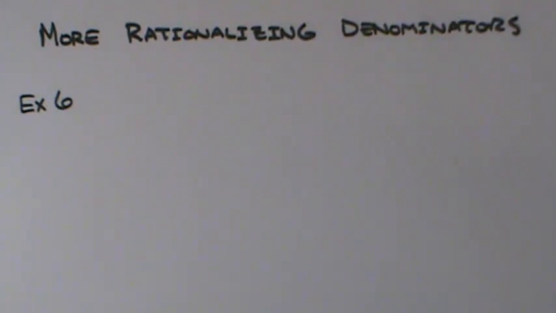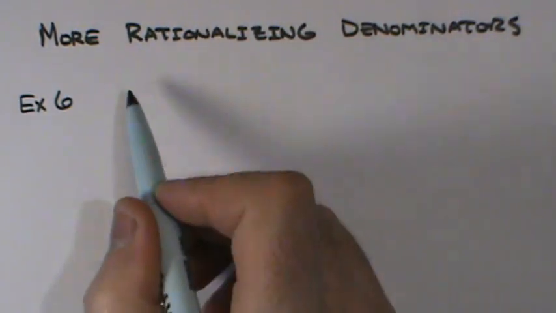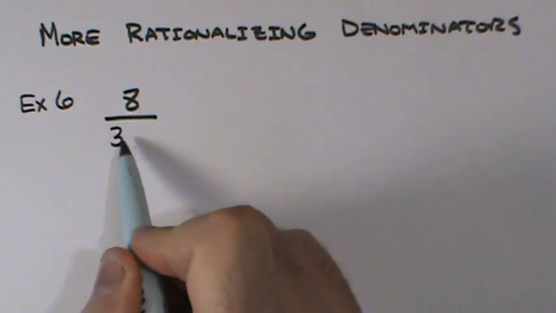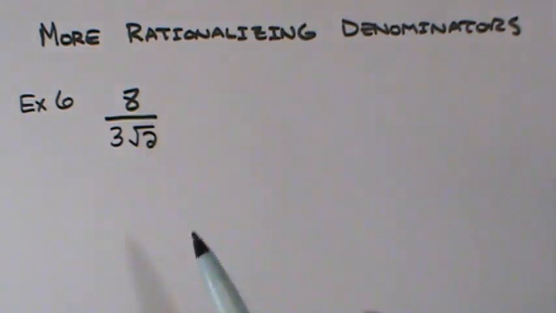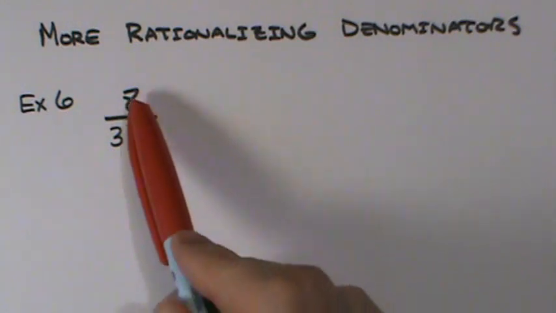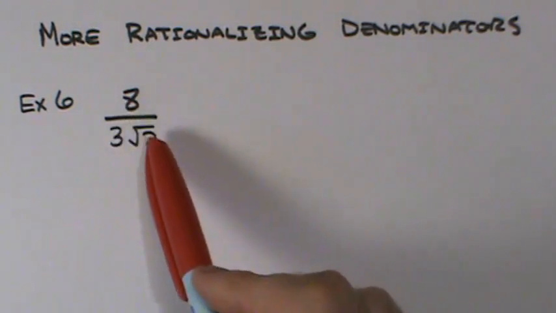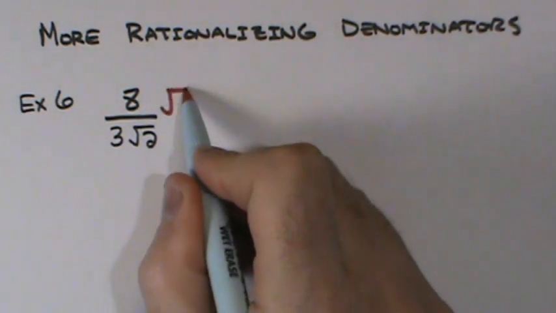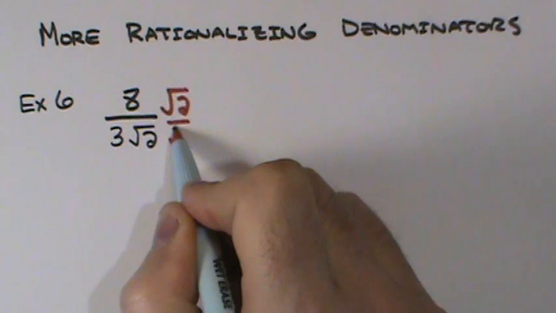We're back with more examples of rationalizing denominators. So example 6, I have 8 over 3 rad 2. The rad 2 is really what's causing me an issue right now. I can't have a radical beneath an 8. And so in this situation, since it's only the radical 2 that's causing the issue, I'll multiply the top and the bottom by this rad 2.